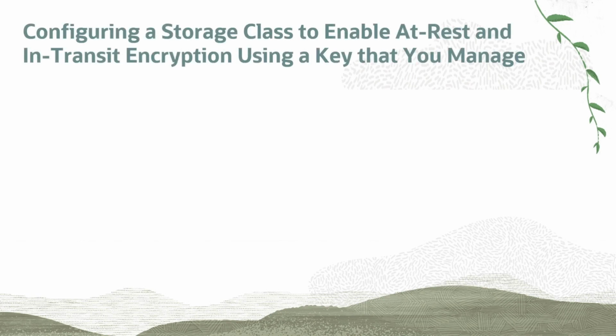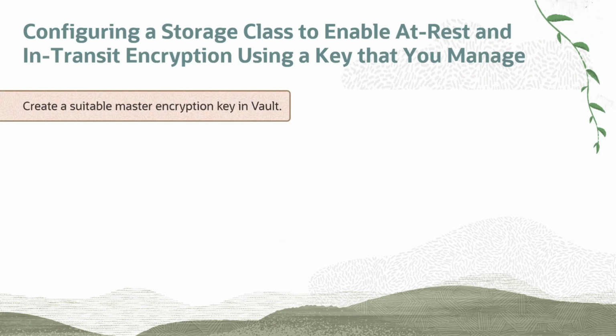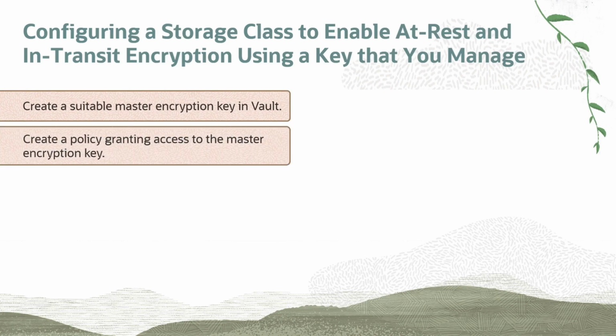To provision a PVC on a block volume using a master encryption key managed by you to encrypt data at rest and optionally in transit, you have to create a suitable master encryption key in OCI Vault or obtain the OCID of any such key. You must then create a policy granting access to the master encryption key.